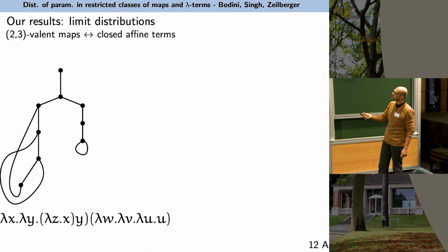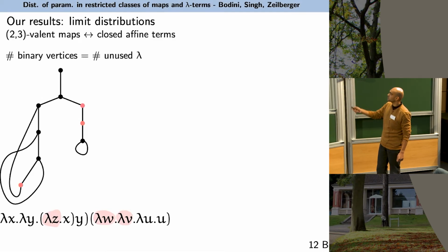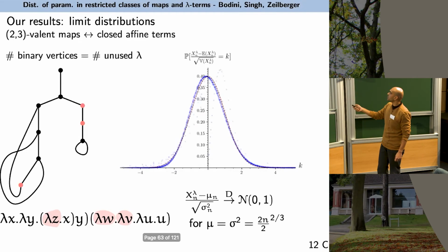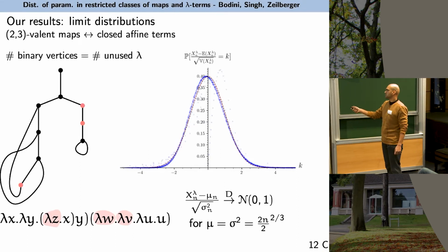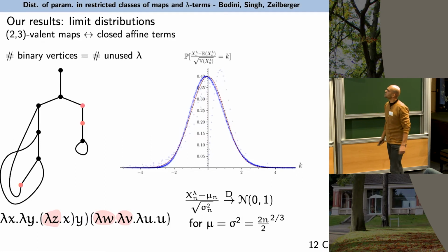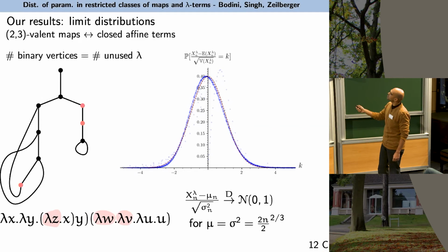And so quite a similar situation is present when we look at the 2-3 valent maps. So here we allow degrees 2 and 3, and so for example here we have binary vertices, which are in correspondence with closed affine terms. And here we are looking at the degree 2 nodes, which I have highlighted here in red, which corresponds to the number of unused lambdas in affine terms. And once again we have a Gaussian limit law, but this time the parameter is different. So quite a strange value. We have n to the 2/3. And once again, after appropriate rescaling, we have the Gaussian law we want.